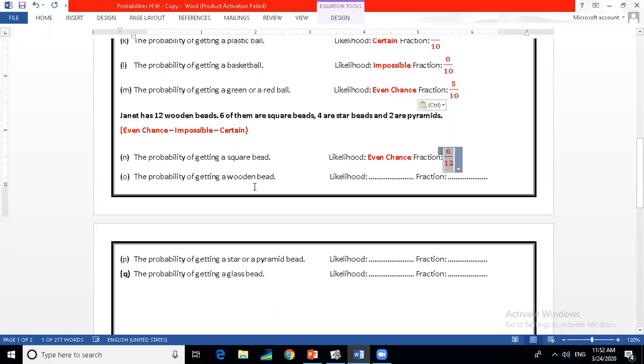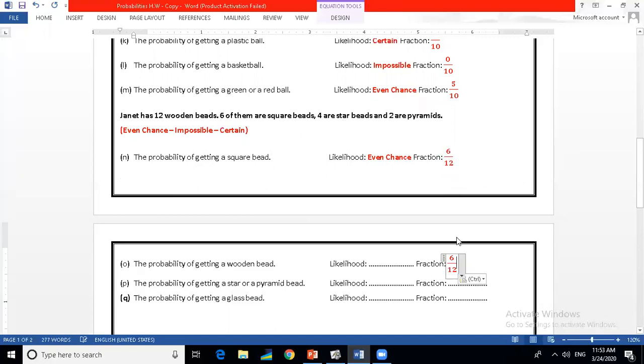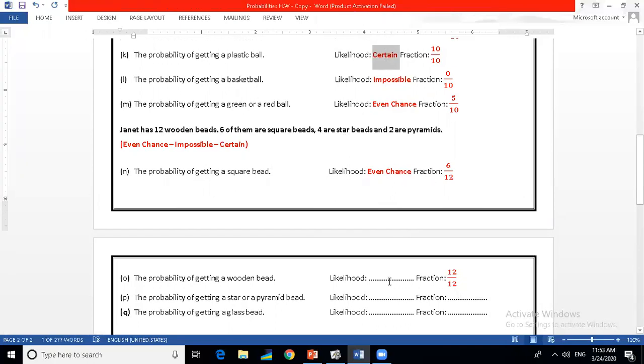The probability of getting a wooden bead is going to be 12 out of the 12, Mr. Ahmed, are wooden beads. So the fraction is going to be 12 out of 12. And the likelihood is going to be certain.